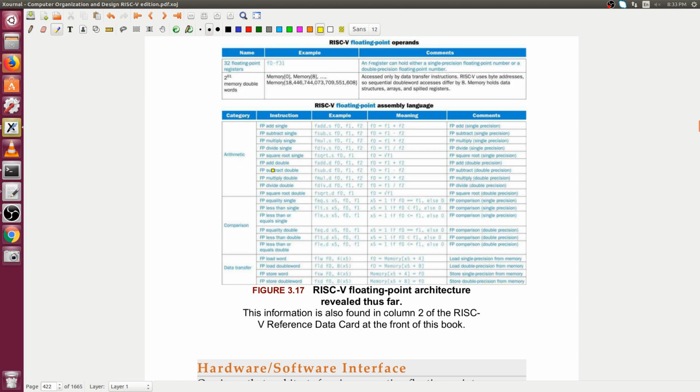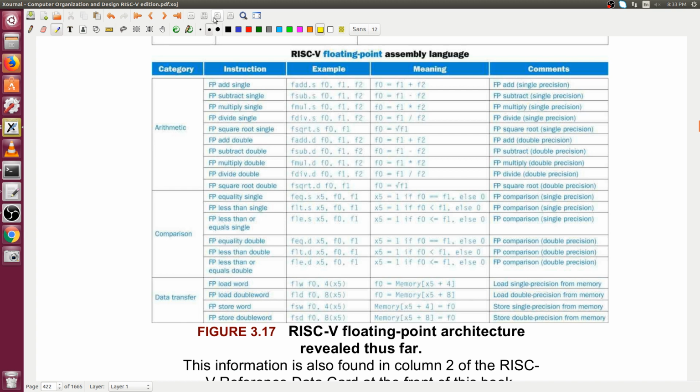And so here's all our floating point operations that are defined in the RISC instruction set. Like I said, adds, multiply, divides, square roots, and then double precision of those operations. There's equality checkers. There are less than equals for single precision and double precision. And then there's loading a floating point word or storing floating point words, being the single or double precision.